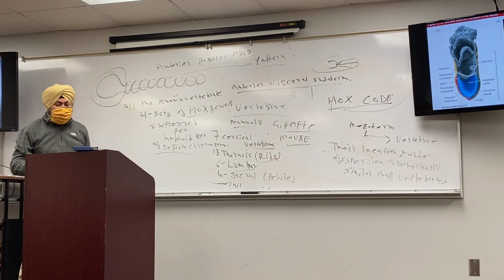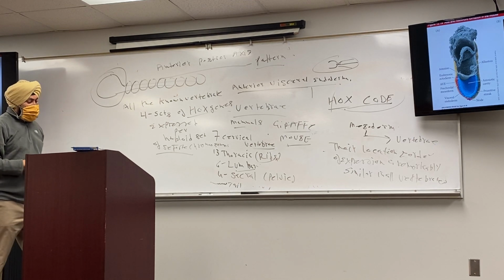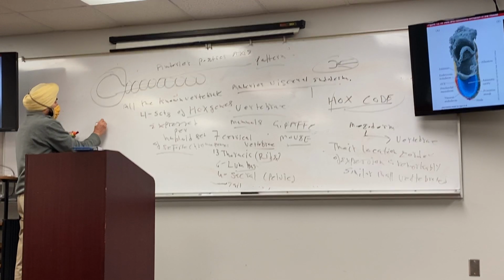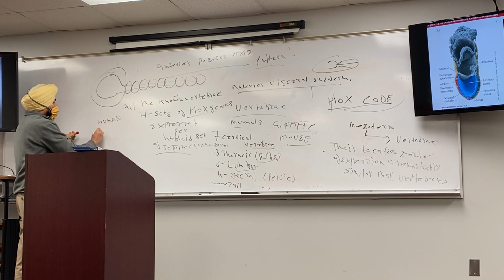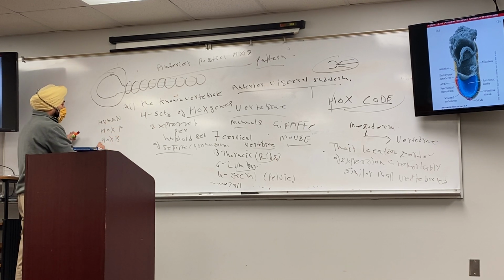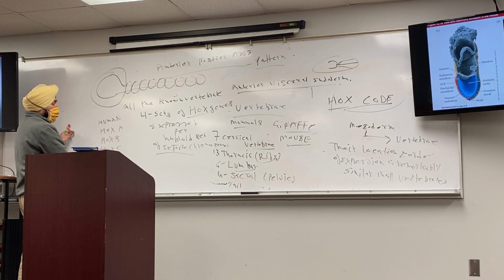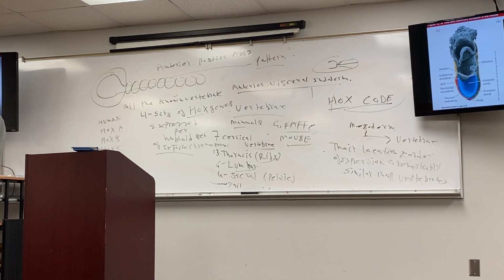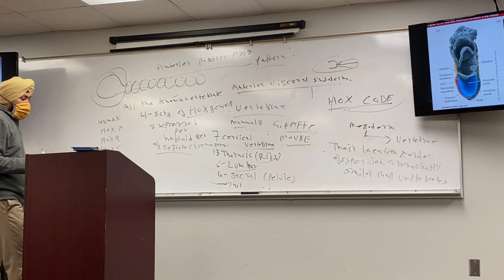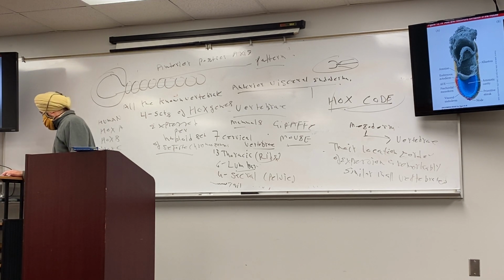Okay. Now you will say, what are those? So we are saying in humans, we have Hox A, Hox B, Hox C, and Hox D. These 4 different gene types are there. Now, if we look here, let me show you this thing.